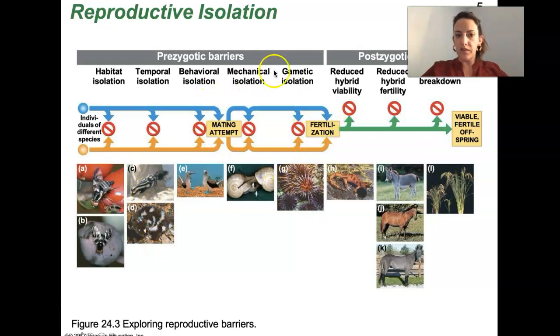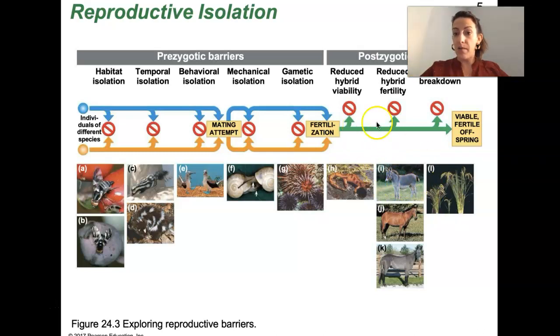And all the ones on this side are called prezygotic barriers, meaning that they're before the zygote forms. So before the egg and sperm meet and form a zygote. Okay? The postzygotic barriers are after. So sometimes animals can mate, different species can mate, a zygote can form, but there's some options here that prevent them from creating the viable offspring, the fertile offspring.